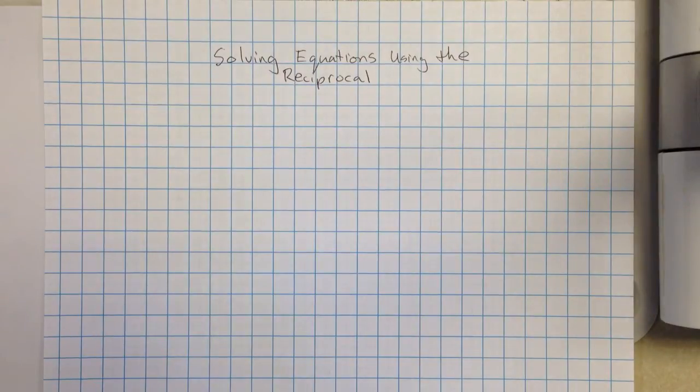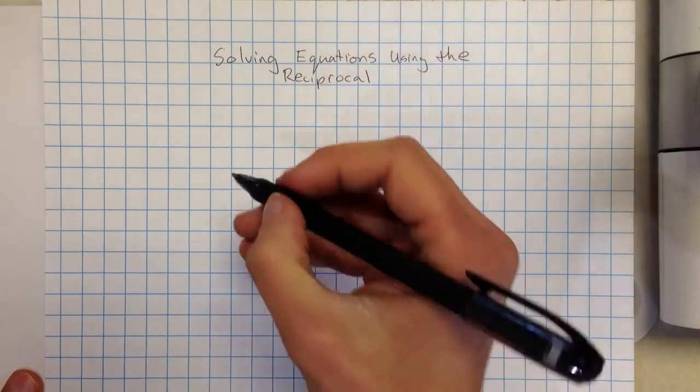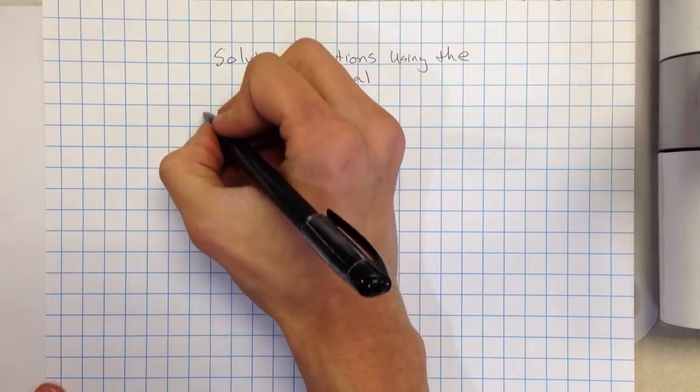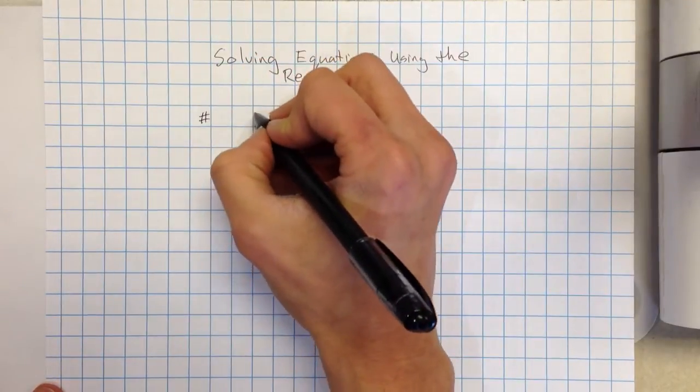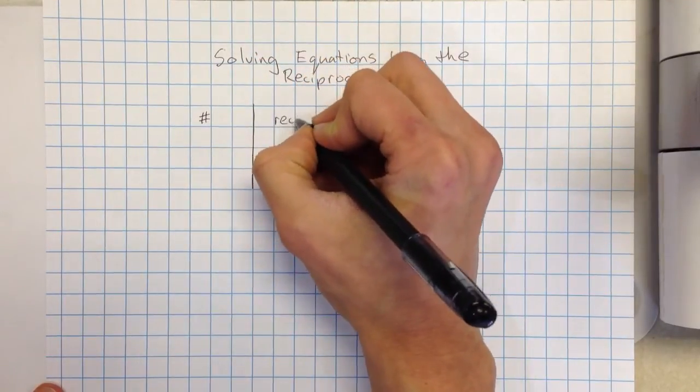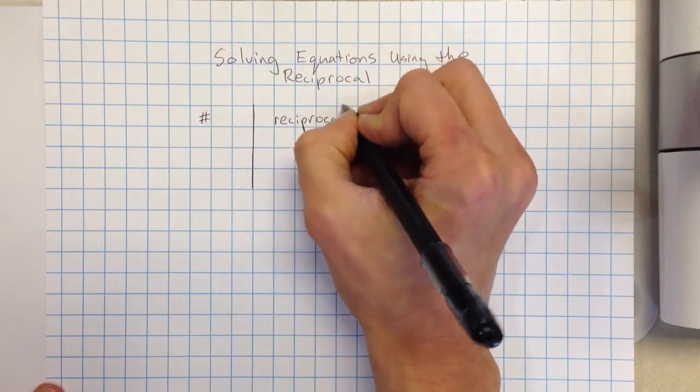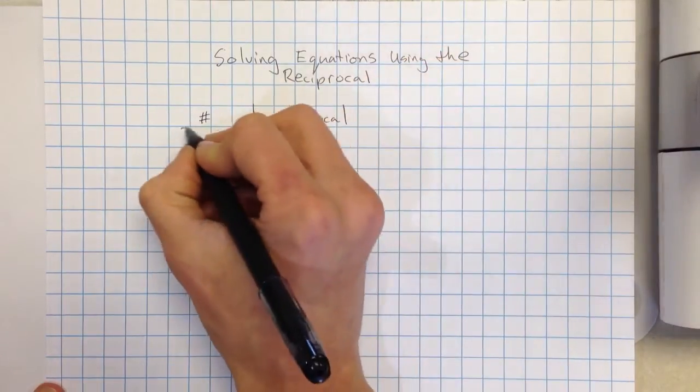Another part of the homework tonight, and what we talked about in class, was solving equations using a reciprocal. So in class, we talked about what a reciprocal is, and we looked at how you would find one. So let's say I had a number, and I wanted to identify its reciprocal. This is also sometimes called the multiplicative inverse.